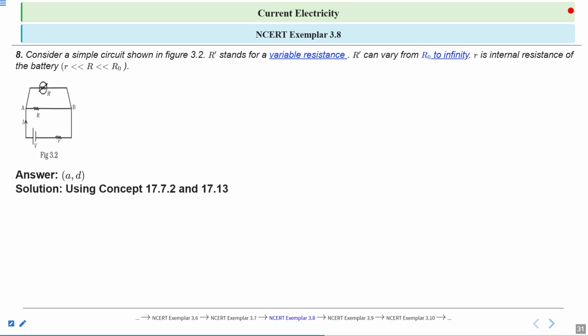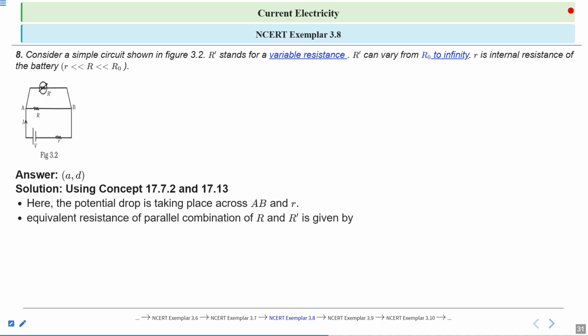So the correct options are A and D, using concepts 17.7.2 and 17.13. Here the potential drop is taking place across AB and R. Both R dash and R are connected in parallel, so the potential across AB is the same for both resistances. The potential drop happens across AB, and secondly at the internal resistance small r.